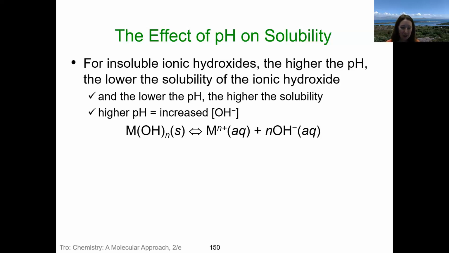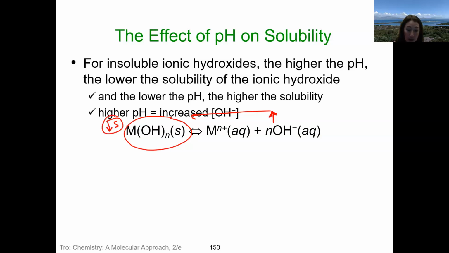the higher the pH, the lower the solubility for most of them. And the lower the pH, the higher the solubility. Okay, so what does that mean? So if we have a higher pH, we have more OH, right? Which again, Le Chatelier's principle says will drive it towards the reactants. So it will decrease the solubility. So if we have a higher pH, it's going to decrease the solubility.